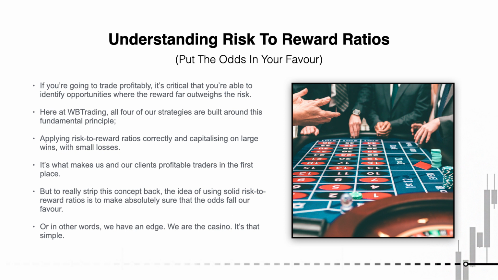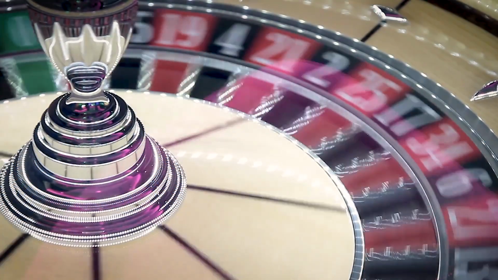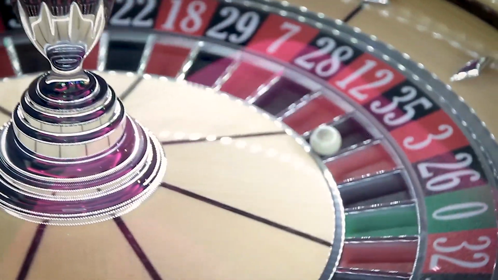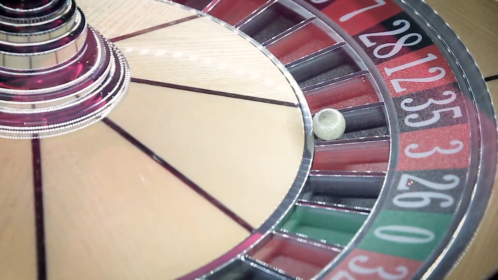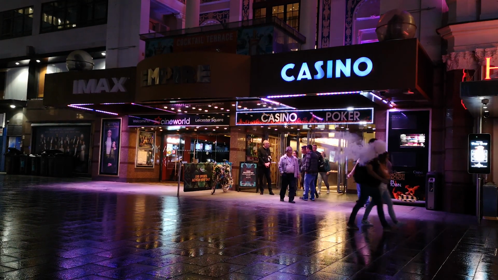But to really strip this concept back, the idea of using solid risk to reward ratios is to make absolutely sure that the odds fall in our favor, or in other words, that we have what we call an edge, right? We are the casino, so to speak. It's pretty much that simple.